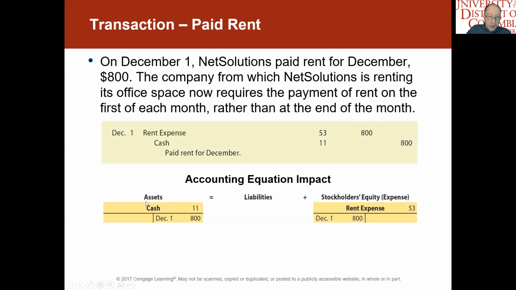Our accounting equation, cash, which is account number 11, we reduce our cash by $800. We did that on December 1st. And we increased our rent expense account by $800 on December 1st. Rent expense is account number 53.